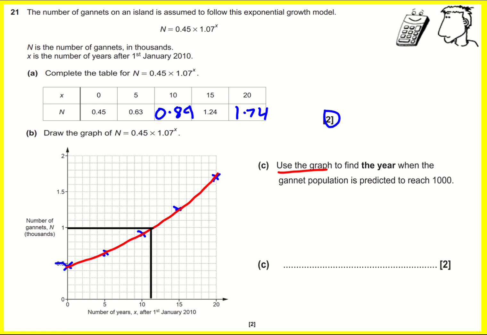Okay, so I need to think about this. It's going to be the year, so it's 11 years after 1st of January 2010. So it's going to be 2010 plus 11. It's going to be 2021.